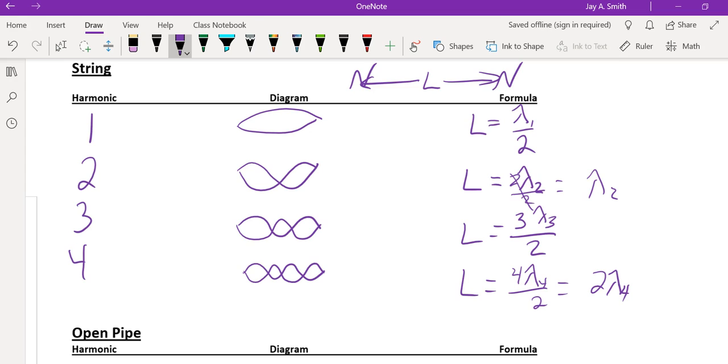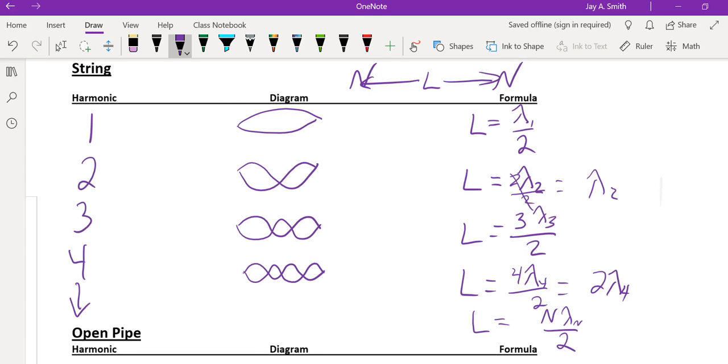Now, sometimes you're going to take this equation and solve for L. Sometimes you're going to take this equation and solve for lambda. The key is to start with this equation, whatever equation you're dealing with, and then solve for the variable that you need. So this is for a string. We could continue this on to whatever harmonic you have, and the basic form would be L equals n lambda n over 2. So if you wanted the 11th harmonic, it would be 11 lambda over 2. That's how it goes. It's pretty simple, straightforward.